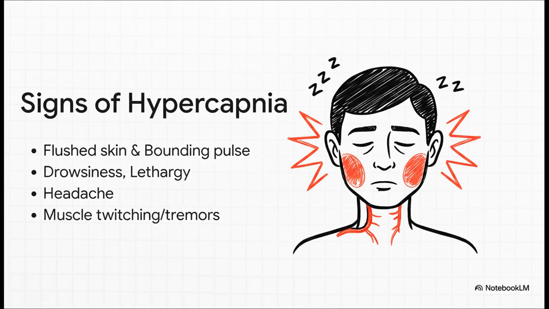Now, high CO2 looks totally different. See, carbon dioxide acts almost like a narcotic on the brain. So instead of that panicked agitation, you see drowsiness, lethargy. The patient might complain of a headache. You might see flushed skin and feel a bounding pulse. These are mostly neurologic signs, clues that CO2 is building up to toxic levels.